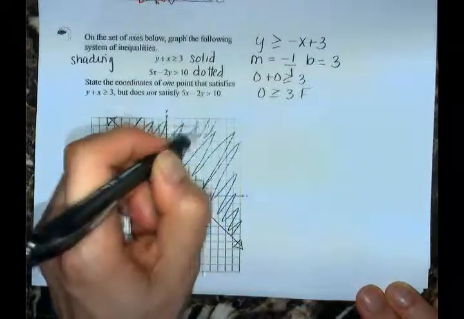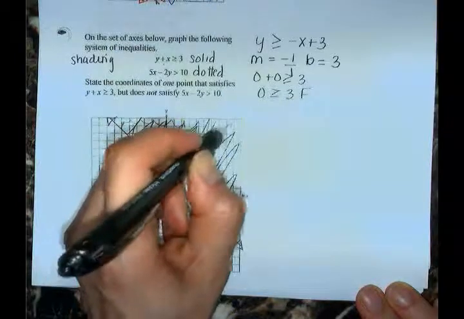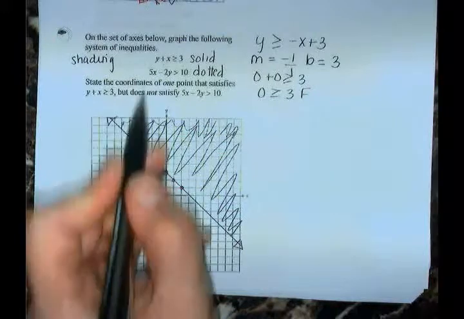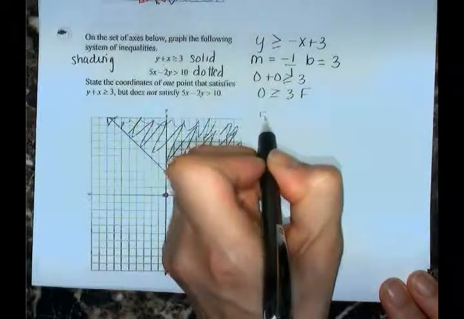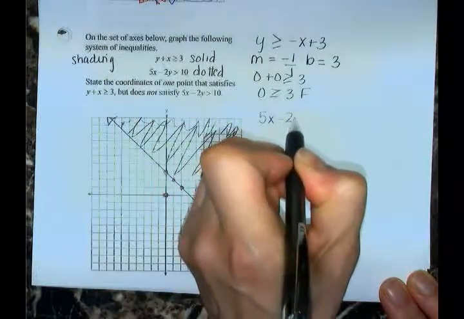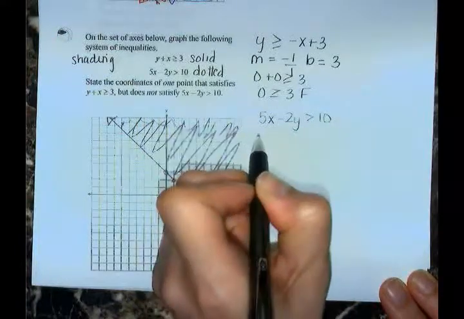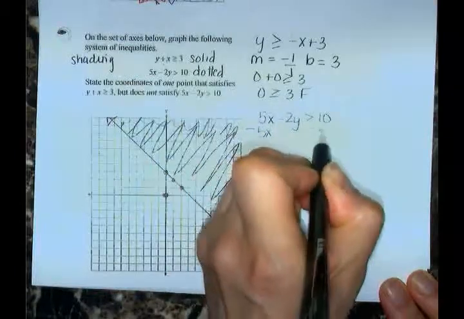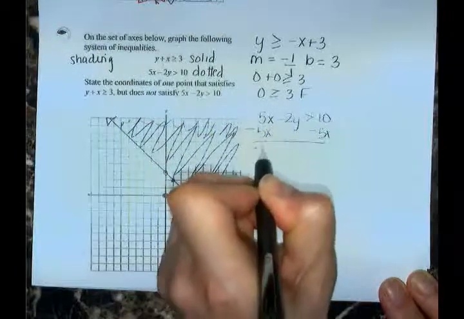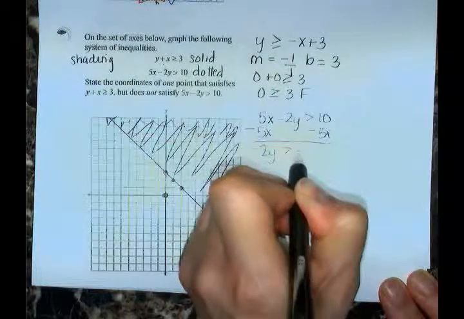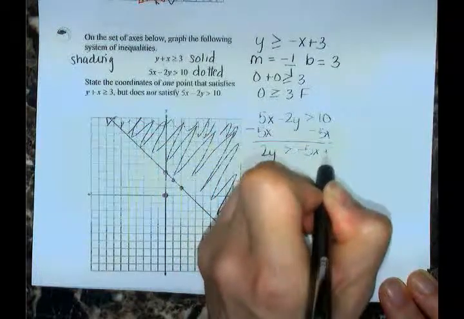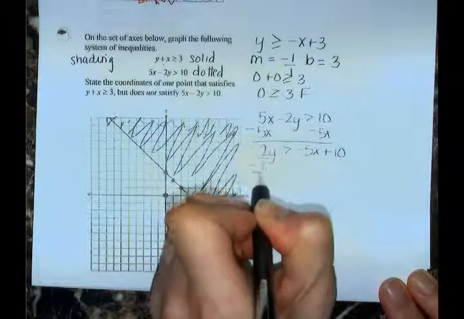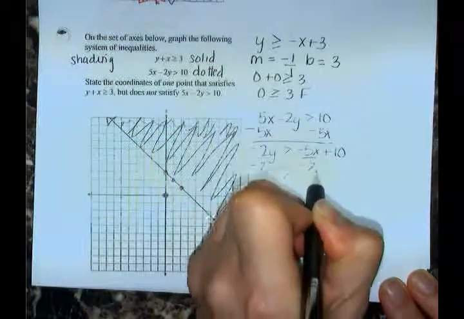We want to shade the entire side of that line that is going to give us all the points that make our inequality true. Then we have 5x minus 2y is greater than 10. This one takes a little bit more work to get y by itself. We want to subtract 5x. Negative 2y is greater than negative 5x plus 10. I like to put that x term first so that we are in y equals mx plus b. Divide by a negative 2.